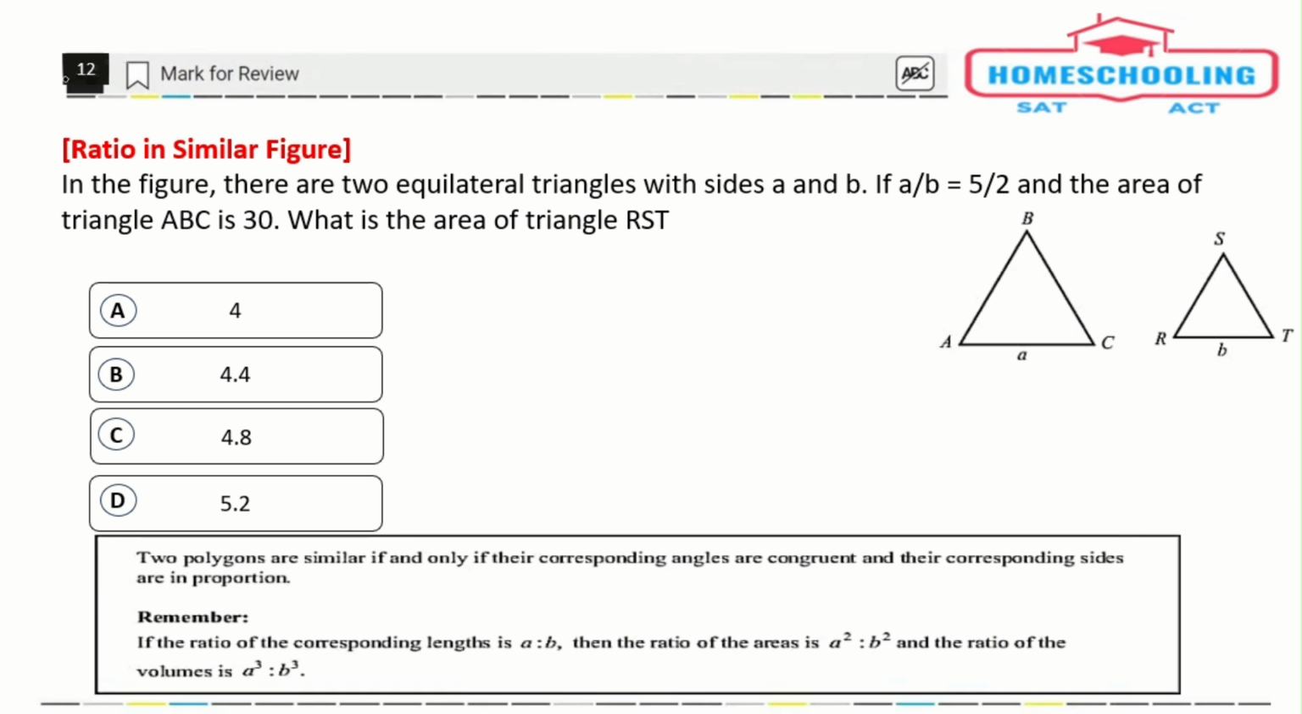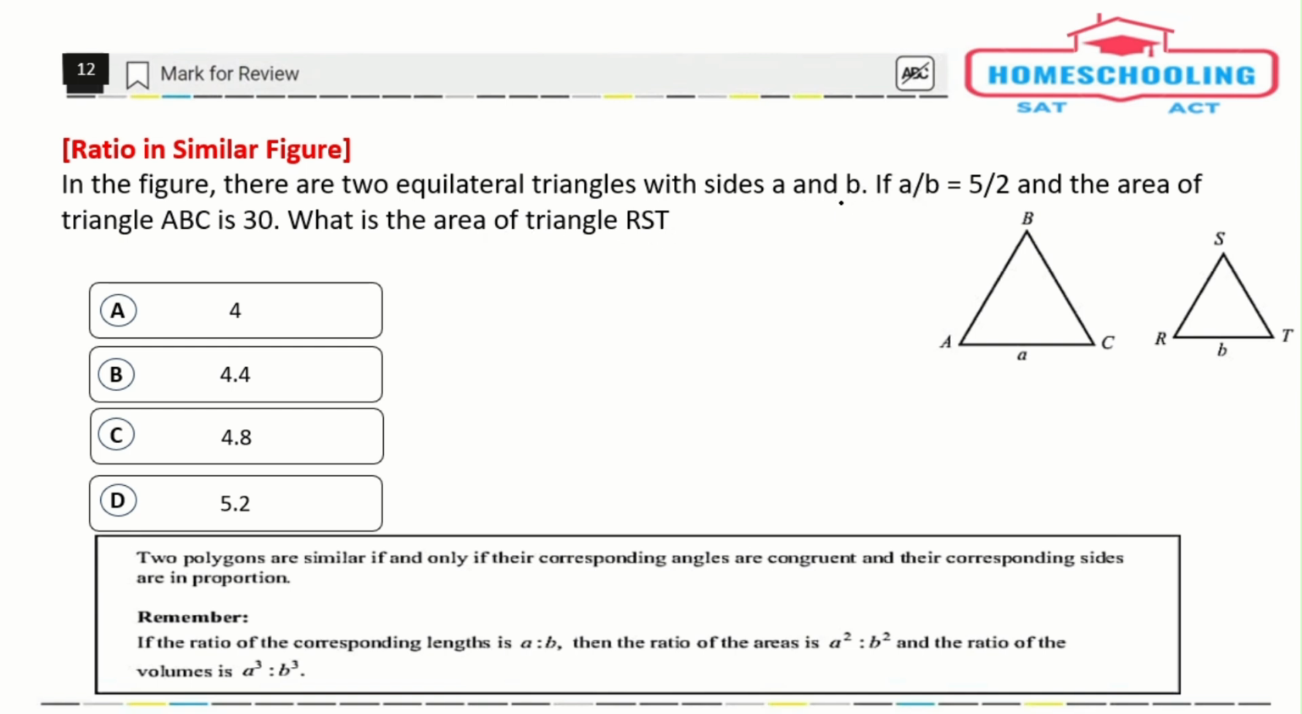So now let's solve this question number 12. It says that in the figure, there are two equilateral triangles with sides A and B. So these are two equilateral triangles, triangle ABC with side A, and another equilateral triangle, RST, with side B. If A by B is 5 divided by 2, so the sides are 5 and this side is 2. The area of triangle ABC is 30. What is the area of triangle RST?